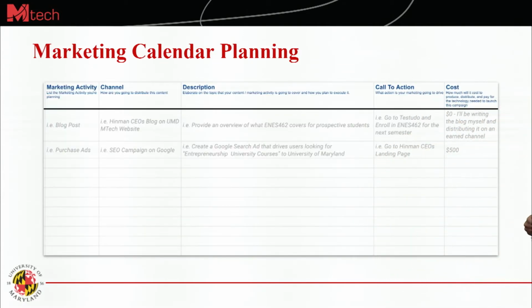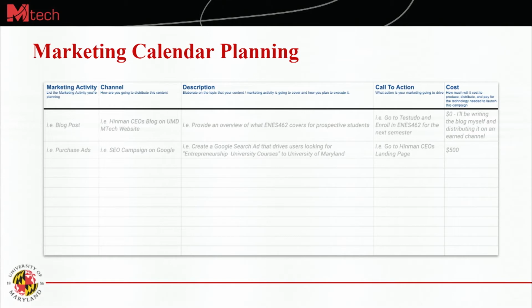So let's take a look at this sample marketing calendar. What it has is the marketing activities, so the thing that you want to do, the channel, so how you're going to distribute the content, a description of that content, your call to action or your main message with that content, and then the cost.